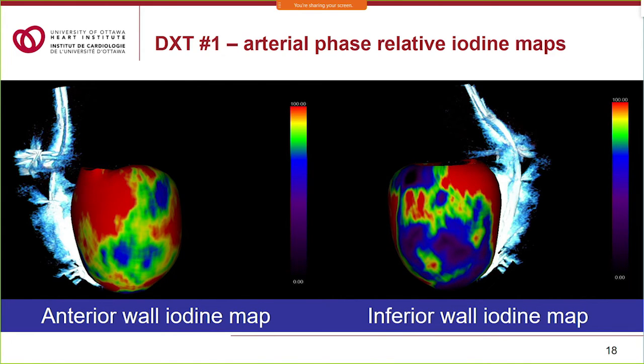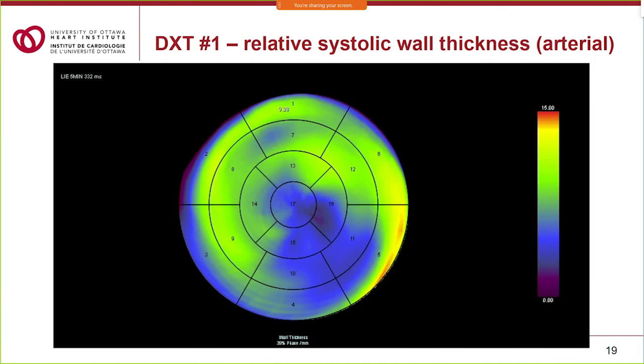The other thing is that we acquire the arterial phase in the systolic portion of the cardiac cycle, and I do that deliberately because obviously thinned and scarred areas are not going to contract and thicken during systole in the same way that normal areas are.